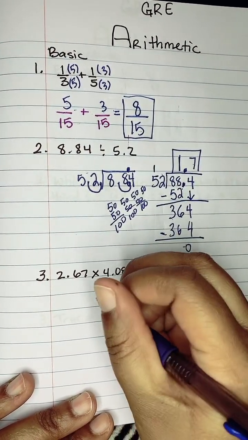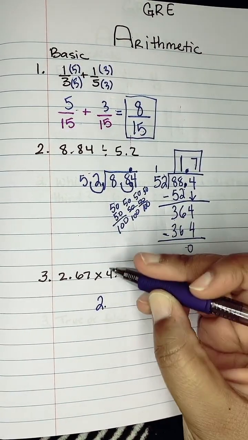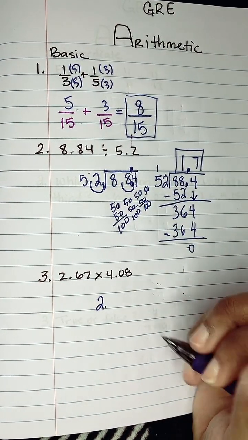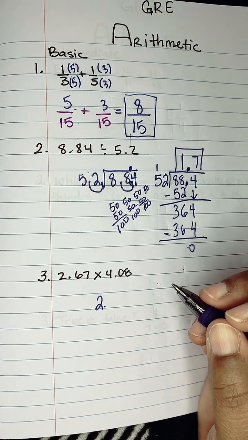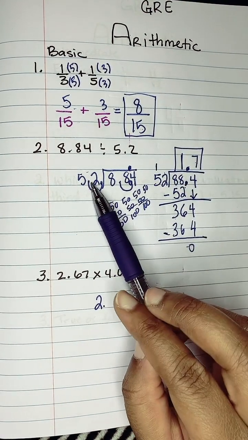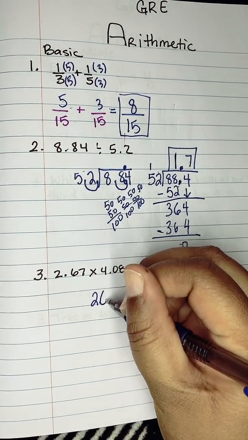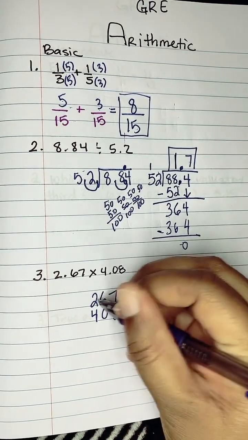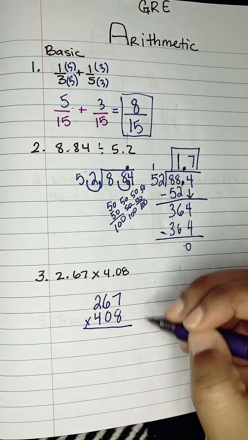So let's do this one. This is how I would, whenever I multiply decimals, you guys, I don't pay attention to the decimals. I only pay attention to the decimals when I'm adding or subtracting, or if you have to divide, okay? I'm going to show you a trick that we're going to do. We're just going to do 267 times 408. Okay, that's what we're going to do first.